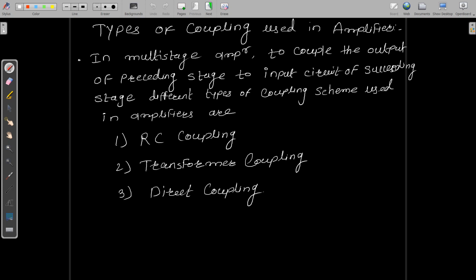The couplings commonly used in multi-stage amplifiers are RC coupling, that is resistive-capacitive coupling, second is transformer coupling, and third is direct coupling. Now let us look at how these circuits look, what their frequency responses are, and what their advantages and disadvantages are. This is a theory topic, and it can be asked directly, what are the types of coupling used in amplifiers, or sometimes a comparison is asked between RC coupling, transformer coupling and direct coupling.